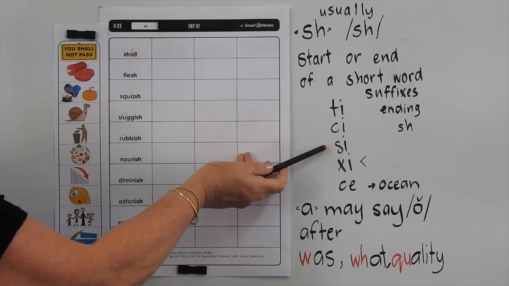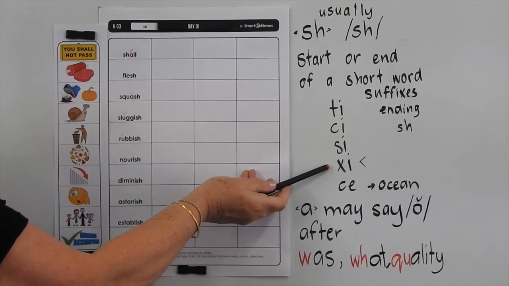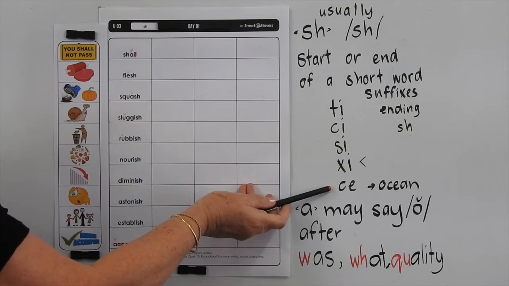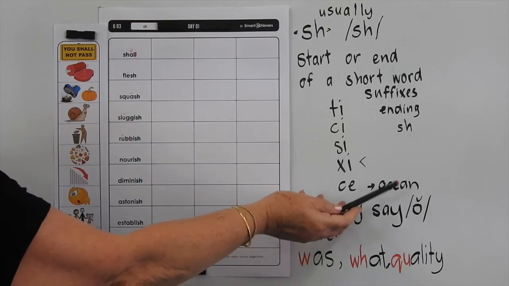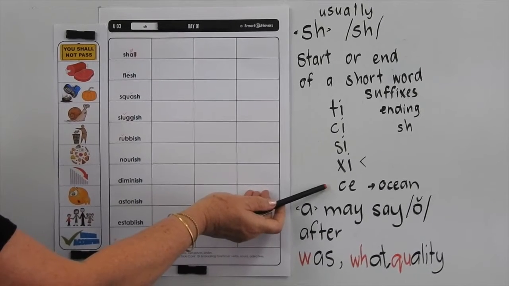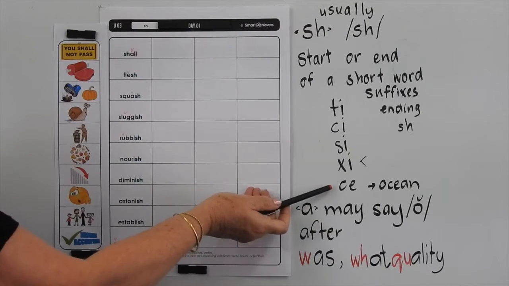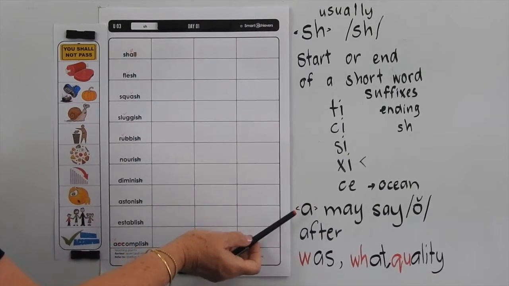common, CI, SI. There's only two words with XI in them, obnoxious and anxious. And CE, the only word I can really think of is ocean. So that's all on its own with CE. And it quite often is used in a NAPLAN exam.